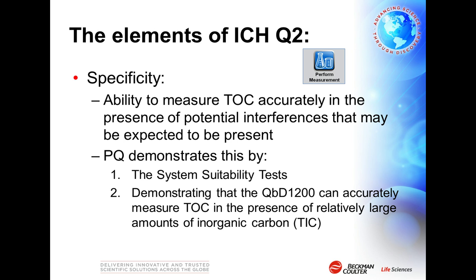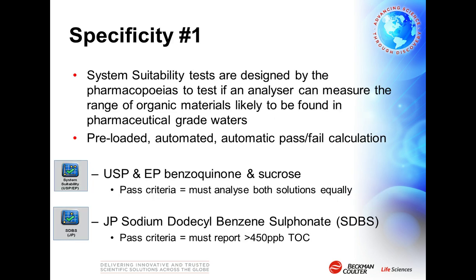And secondly, by demonstrating that the analyzer can successfully report TOC in the presence of large amounts of total inorganic carbon in the form of dissolved carbon dioxide. Now, most pharmacopoeias determine that the range of organics likely to be present in the sample can be covered by testing using sucrose and benzoquinone. And this test is preloaded and automated with automatic pass-fail in the system.